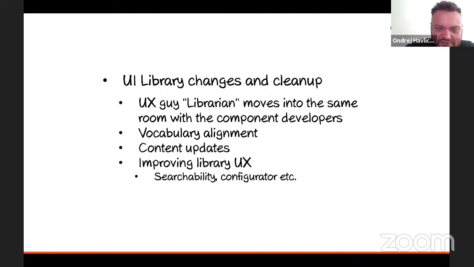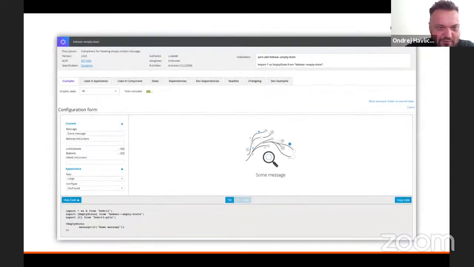The first step was that the librarian moved to the same room as the component developers. It sounds simple, but it was a pretty important step, because these guys started talking to each other, aligned their vocabulary, updated the content, and together they improved the user experience of the library, so it's easier to search. There's a configurator for components. I'm going to show you one page from the component library, which is my favorite because it's the first page whose shape is basically as we want it. There's a configurator and the preview, and it's kind of how we want it.